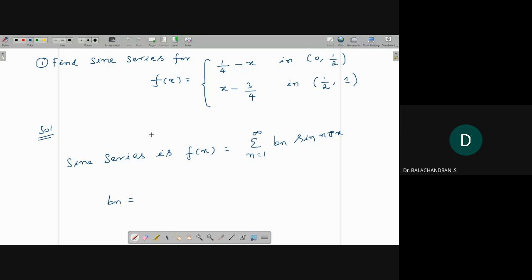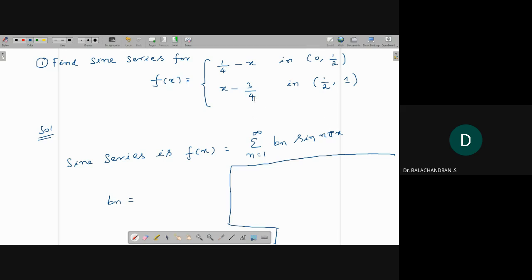So here the function is actually find the sine series, which means we need to find half range sine series. So the interval is 0 to half and half to 1. Sine series means you should give an odd extension. I should give an odd extension for this function. I will roughly do it, but for exam point of view, it is not necessary.